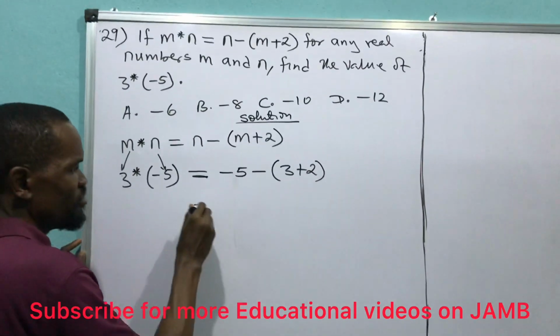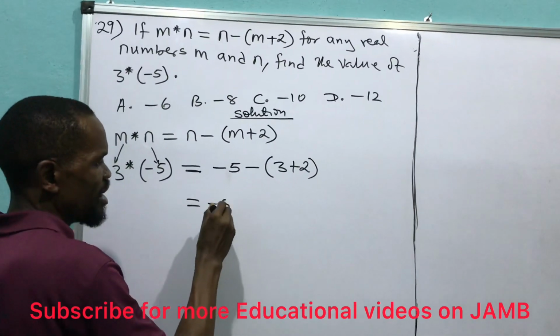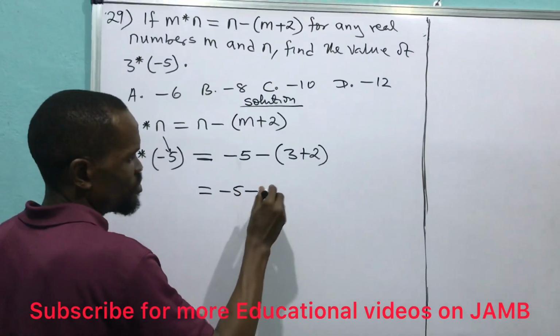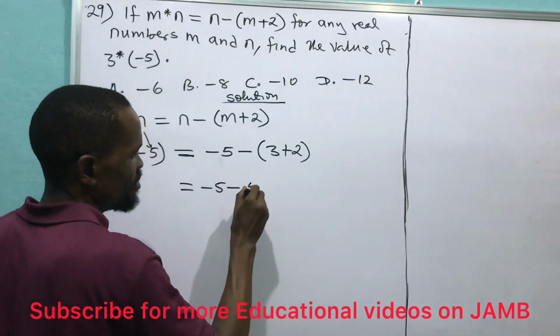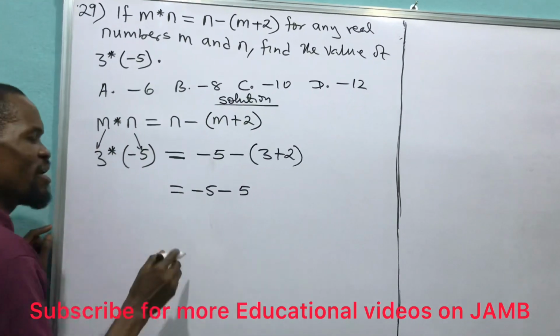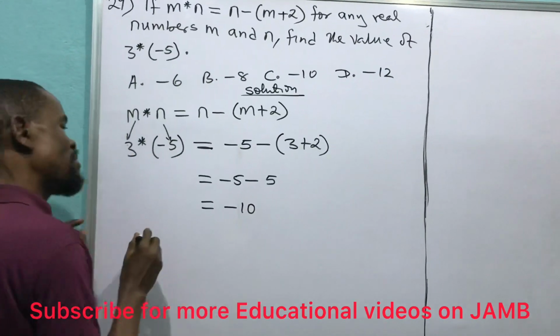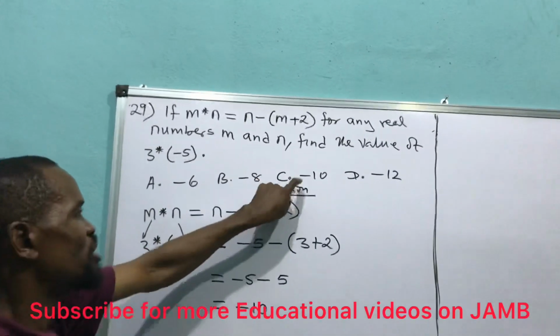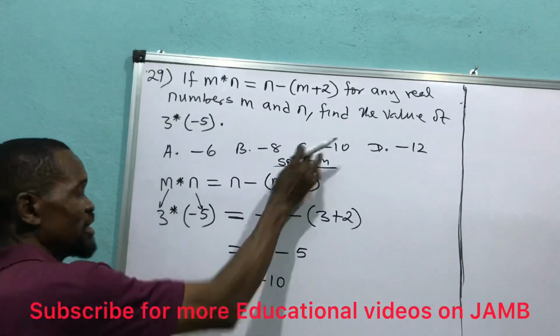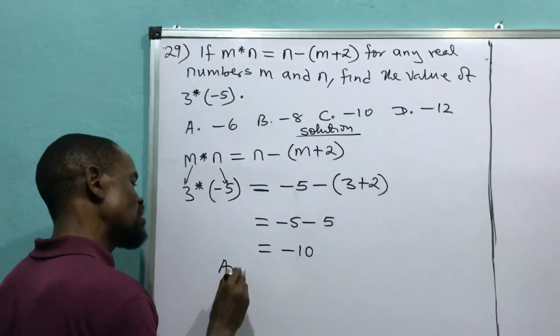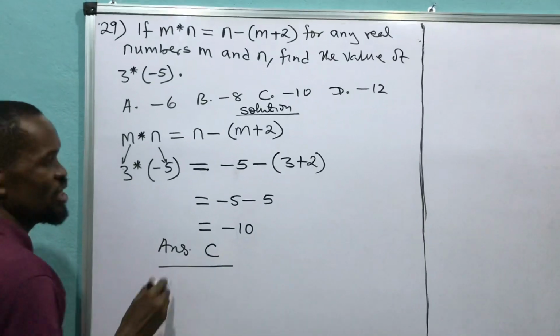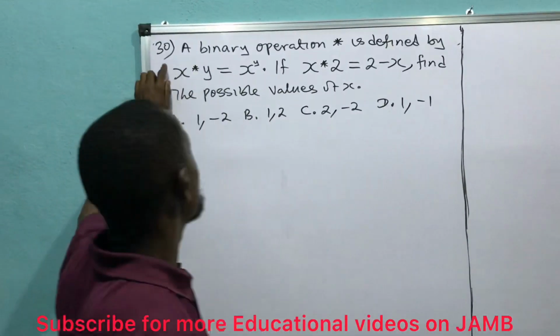And this will give me minus 5. Minus what? 5 again. This plus this will give me 5, and my answer becomes minus 10. My answer in my options is X, which is what? C. I will say my answer is option C.